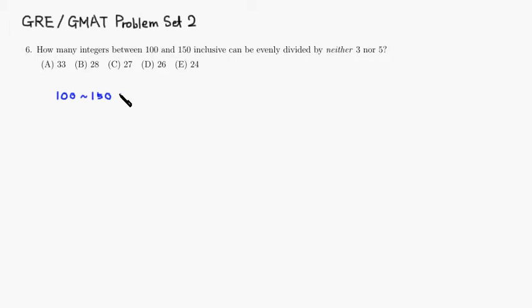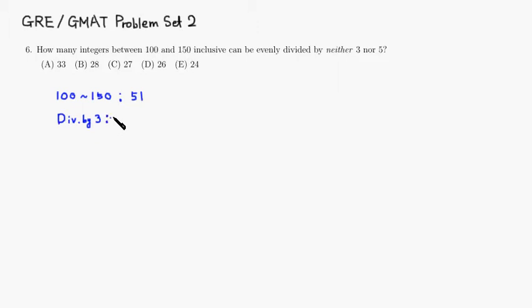It's tempting to say 150 minus 100 gives you 50, but if you do that, you're going to miss counting 100 itself. So it's actually 51 integers. How many of these 51 integers are divisible by 3? Let's look at the number of integers divisible by 3.